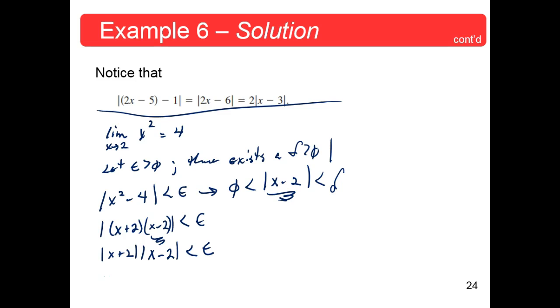We need to find some value here that'll work. And this is where the magic or the whatever occurs. You're interested in values close to 2, so choose an x in the interval, say from 1 to 3. That's pretty close to 2, right? Not super close, but somewhere. So choose the interval 1 to 3.